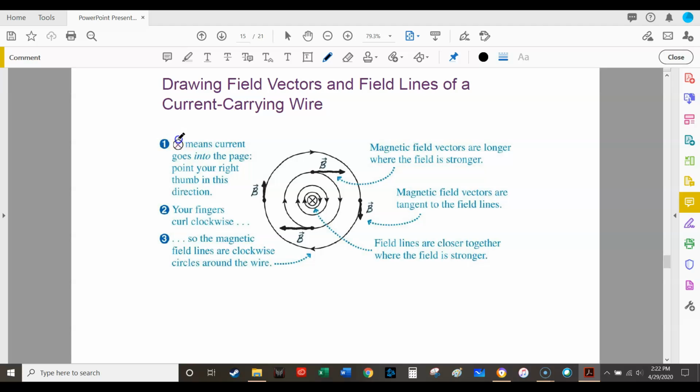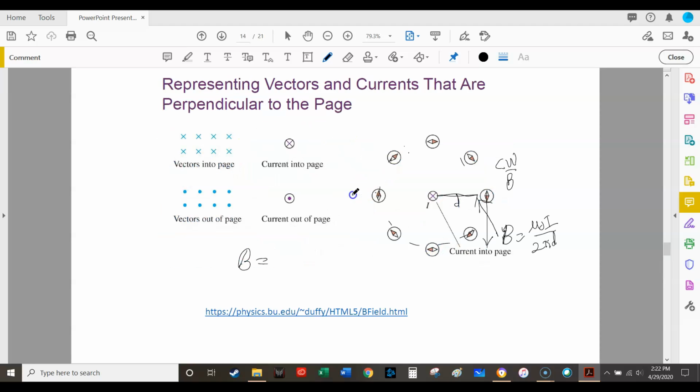So again, you have to remember that X means into the page. If we're referring to current, then the current would be into the page. Or if we're referring to the magnetic field, the vectors are into the page. Basically, X is a vector into the page. A dot is a vector out of the page. So if you see a wire, which is usually a little circle with a dot in it or an X in it, that's referring to the current. If you see a series of X's or dots, those are probably the magnetic field. Okay?